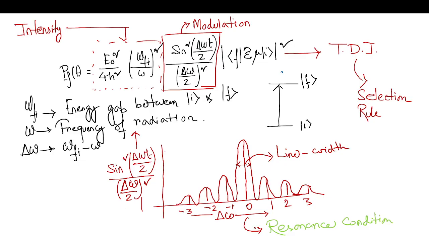So what is the resonance condition? When delta omega is 0, that means omega is equal to omega_fi. This is also known as the Bohr condition.